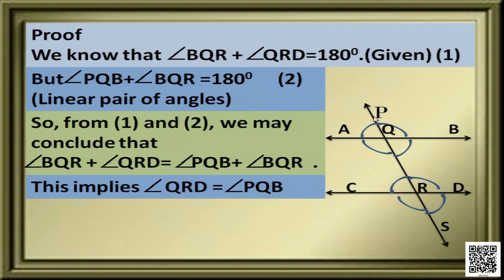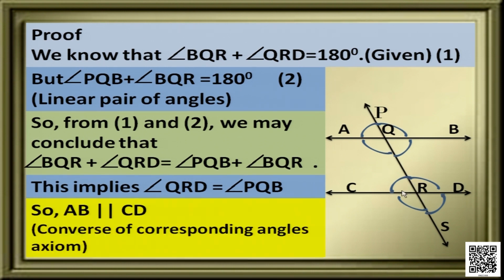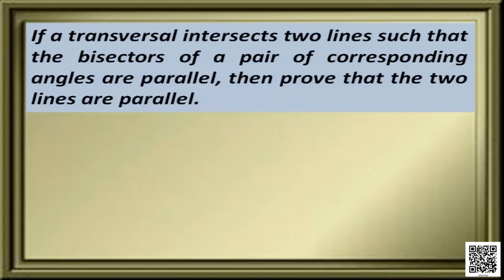So now identify what type of angles these are when a transversal is given, PQB and QRD. You can see that these two are corresponding angles. So as the corresponding angles are equal, we can say that AB is parallel to CD by the converse of the corresponding angle axiom.